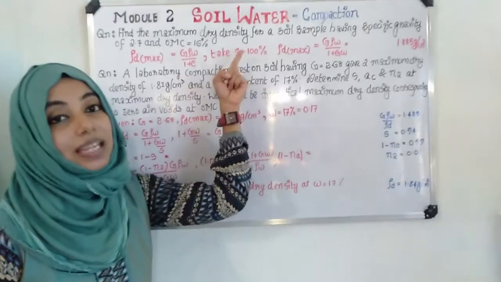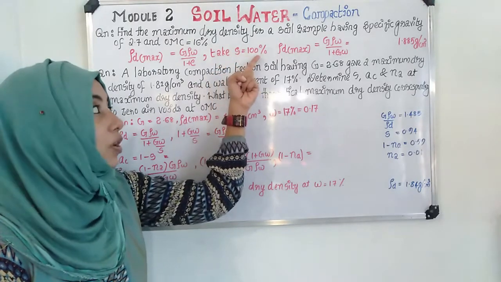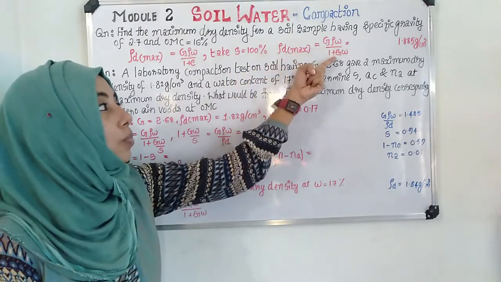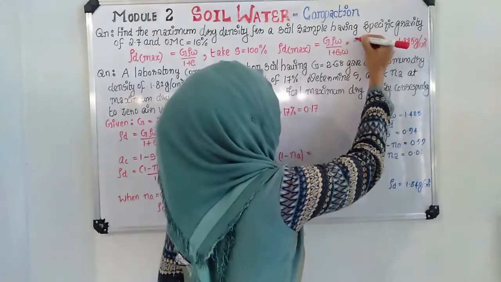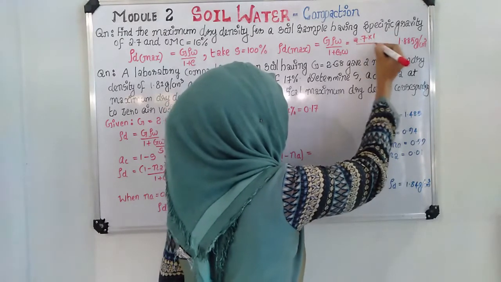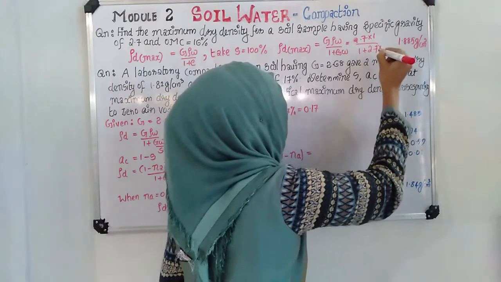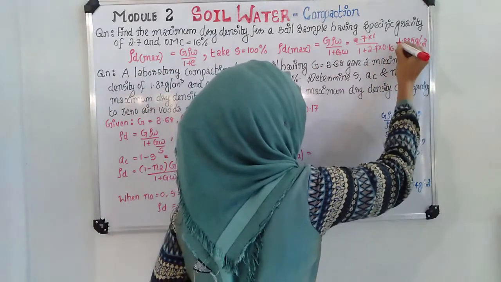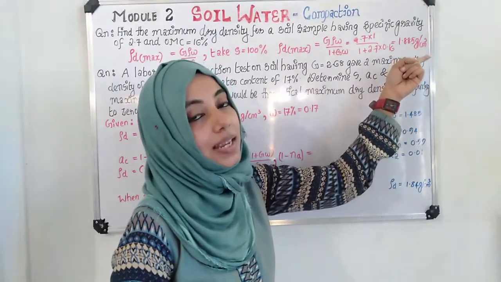Here we have to find the maximum dry density. Then take S equal to 100%. Then rho d max is equal to G rho W by 1 plus G W. Substituting G equal to 2.7, rho W, density of water, equal to 1, divided by 1 plus G 2.7 into water content, which is given as 16%, that is 0.16. Then we get a value of 1.885 gram per centimeter cube.